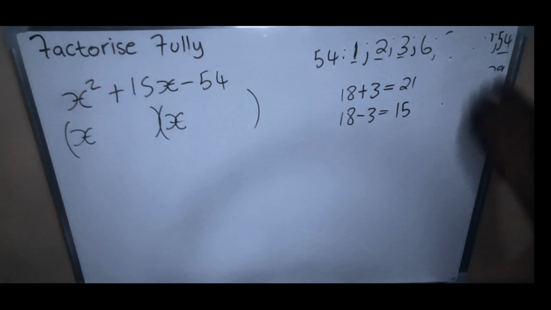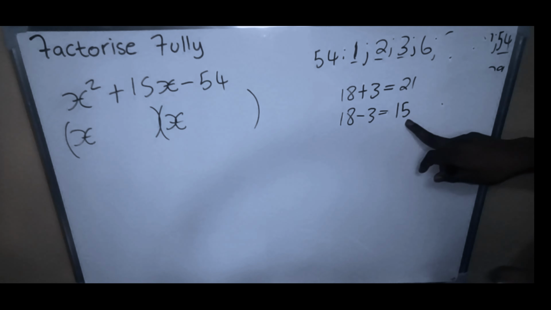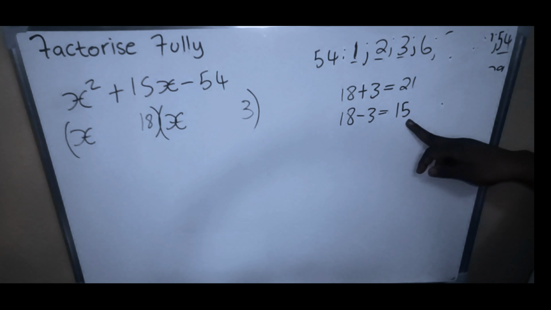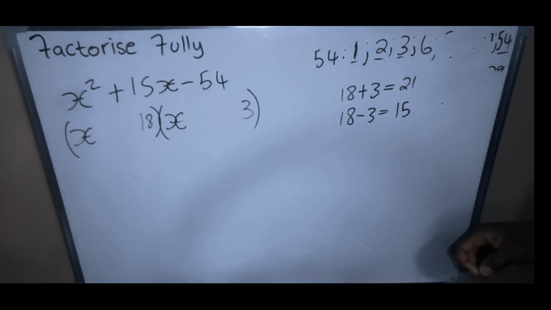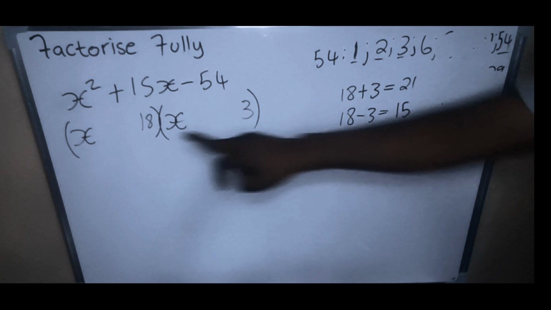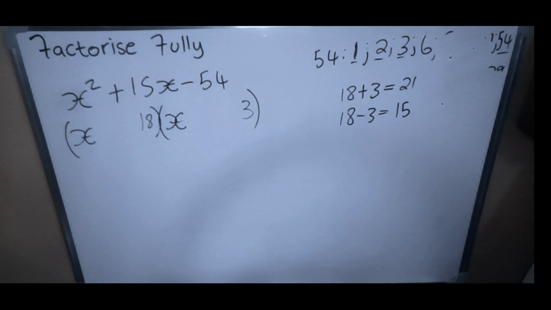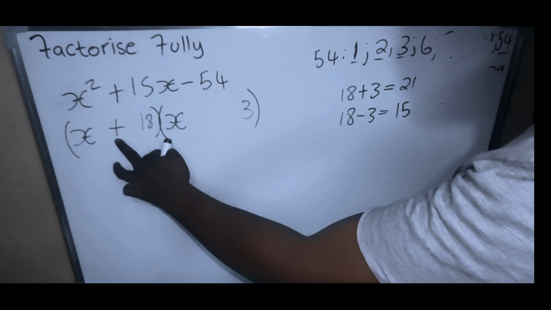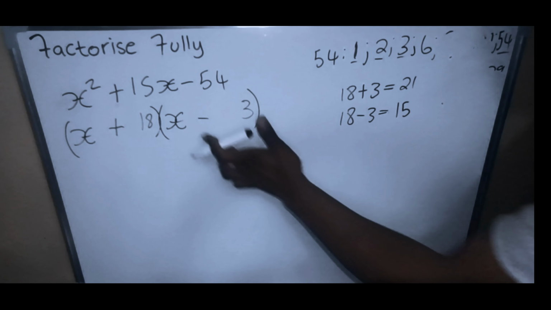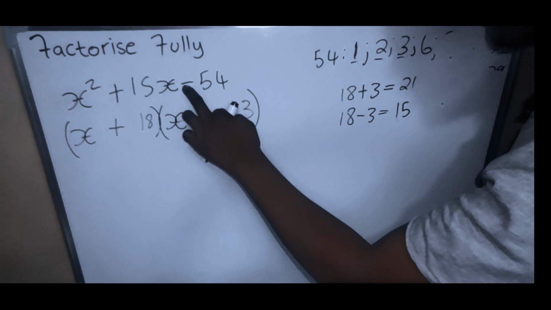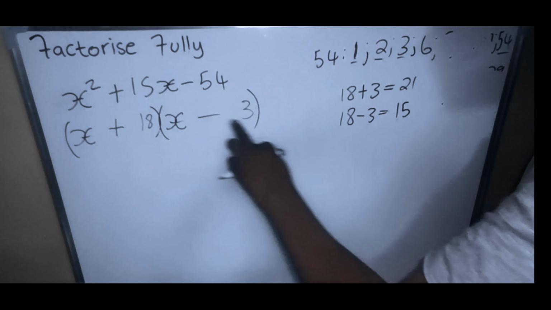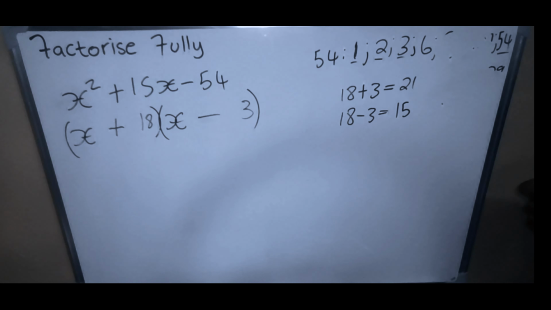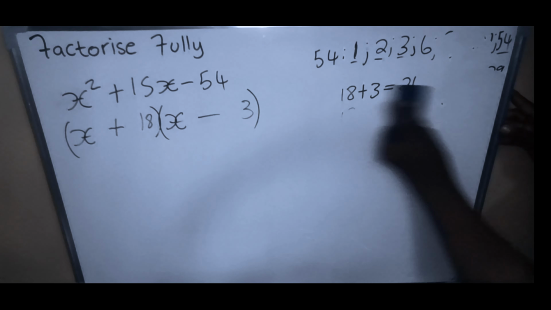Yes, guys. So now, 18 minus 3 is 15. That means 18 and 3 are my factors in this case. Now the signs. Remember, the bigger number takes the sign of the middle term. Which number between 18 and 3 is bigger? It's 18. That means 18 is going to take the sign of the middle term, which is positive. Positive times negative is negative. This positive times this negative is negative, because 18 times negative 3 is negative 54, and 18 minus 3 is 15. That means you are done with factorizing this expression. I hope we are clear.